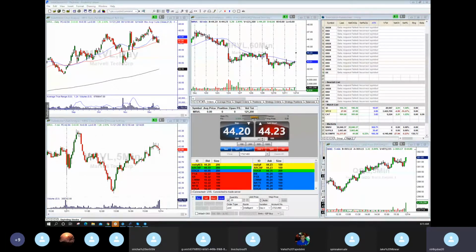Marvell is gapping up to 44.20, and I'm going to go through this pretty quickly today. If something excites me, I'll tell you why it excites me. It's gapping up right into resistance. Not much going on, it's not clearing anything. So let's just pass this.